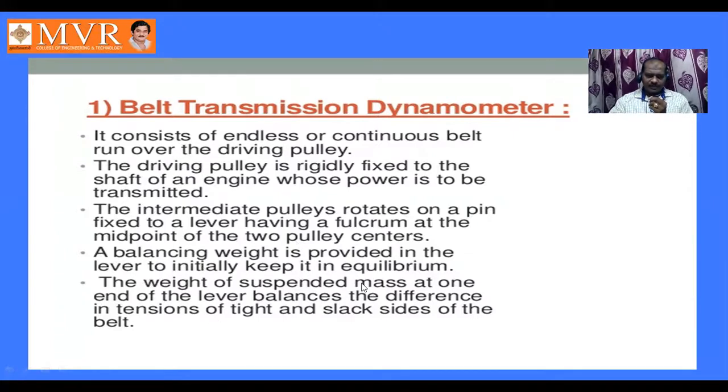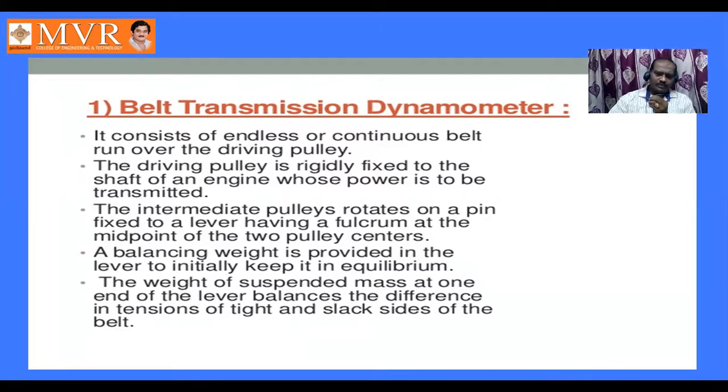The weight of a suspended mass at one end of the lever balances the difference in tensions of the tight and slack sides of the belt. If you observe this, it contains a belt, a fulcrum, two more pulleys, a lever, and supporting blocks to balance the lever. So these are the total 6 components we are going to keep.